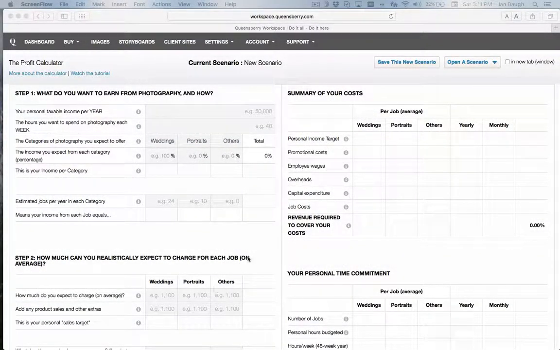On the left-hand side of the screen are 7 steps where the calculator gathers the information that it needs to produce your results. That information includes what you want to earn from photography, how much you expect to be able to charge for the work that you do, and also the costs that are involved in it. And the results will appear on the right.